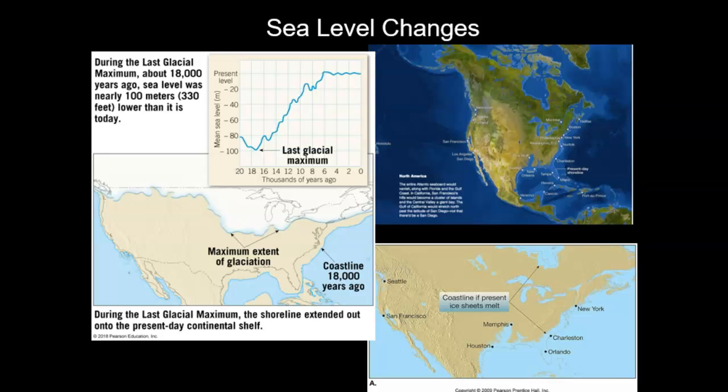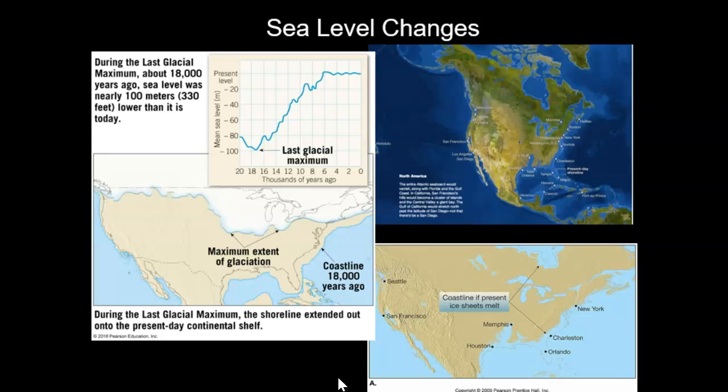One of the most interesting and perhaps dramatic effects from the Ice Age was the fall and rise of sea level that accompanied the advance and the retreat of the glaciers. During the last glacial maximum, the volume of ice was about 70 million cubic kilometers, compared to our 25 million kilometers of today. So 45 million kilometers extra, nearly 3 times as much as today.